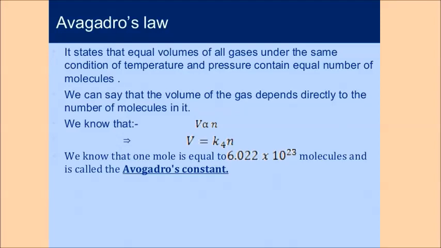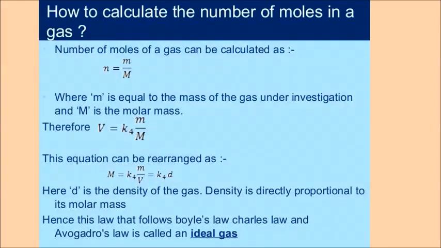So in what way can we represent this? V is directly proportional to small n, that is the number of moles. To remove the proportionality sign, we use a constant here, K4. So it becomes V is equal to K4 into n. And as we know, 1 mole is equal to 6.022 into 10 raised to 23 molecules. That is said to be Avogadro's number.